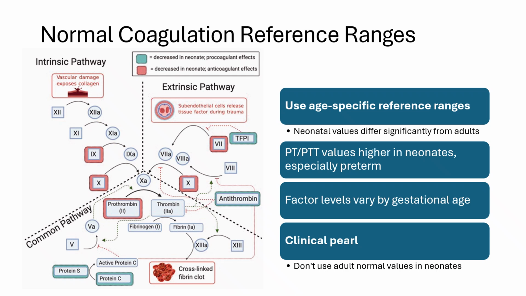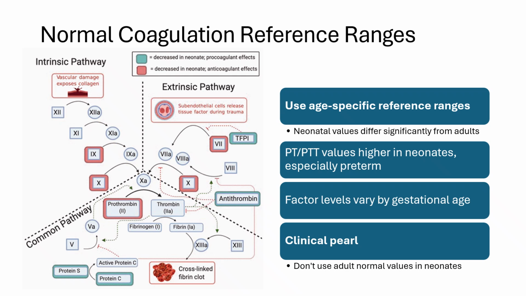Factor levels vary by gestational age, with more immature infants having lower levels. Vitamin K-dependent factors are most affected, reaching only 40 to 50% of adult levels in preterm infants. This developmental pattern reflects the gradual maturation of hepatic synthetic capacity.